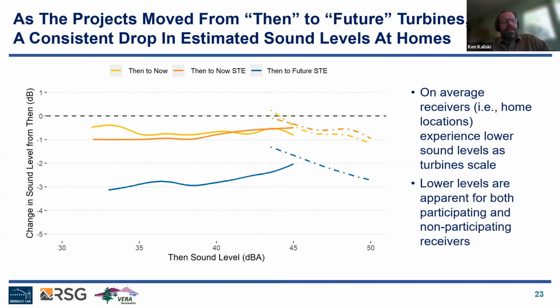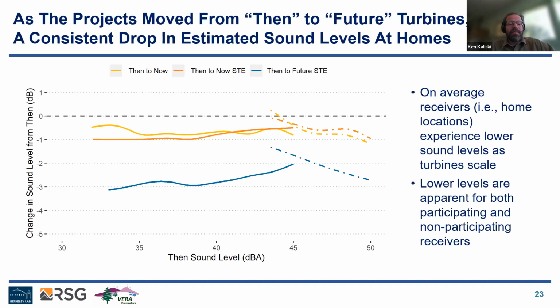Thanks, Ben. So this chart looks a little bit different than the previous one, so I'm going to spend a little time going over how to interpret it. On this horizontal axis, we have the then sound levels. So it represents, for example, all the receptors that had 35 decibels in the then scenario. The y-axis, or the vertical axis, is the change in sound levels from then.